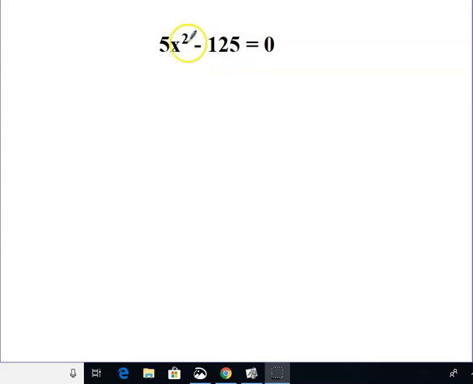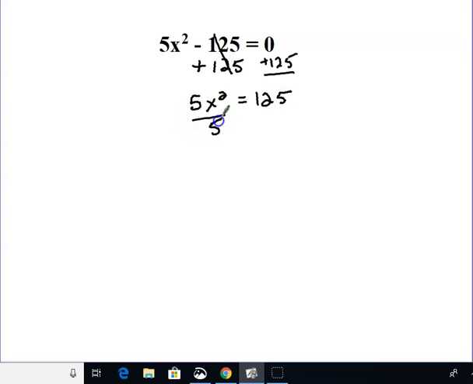So when you see an x squared in a problem with no other x's, isolate the x squared by getting rid of the number that's being added or subtracted, just like you normally would. Divide by 5. You get 25. And when you see a square, you want to do the opposite, which is to square root. When you do that, the answer is plus or negative 5.